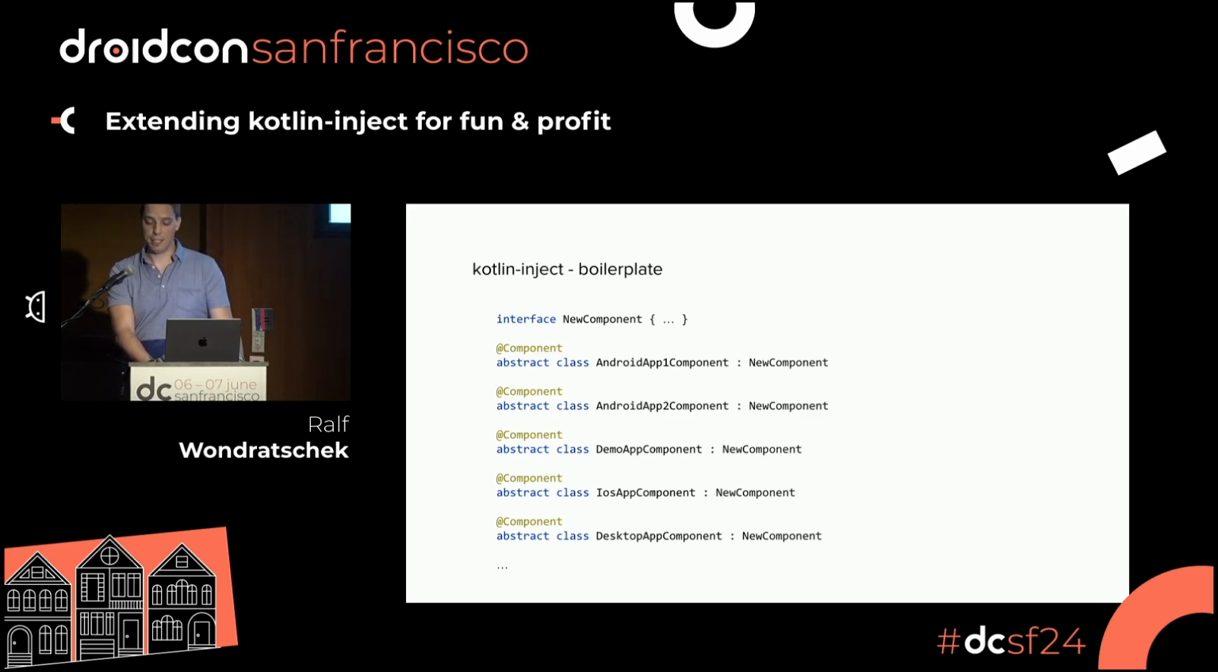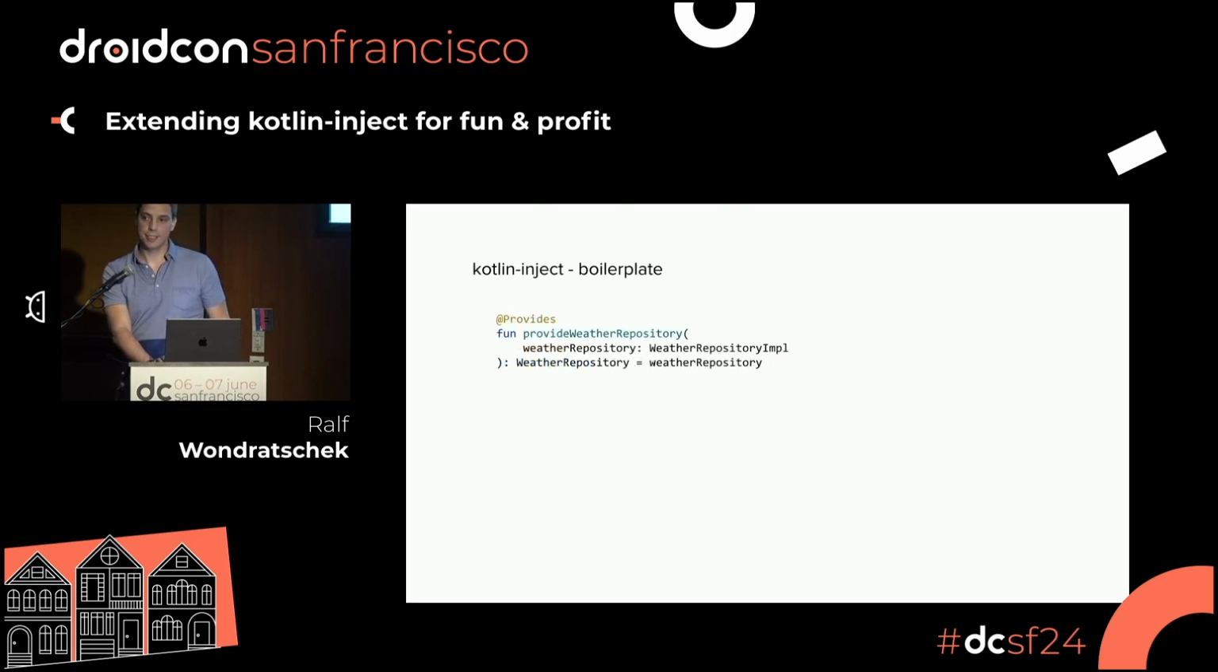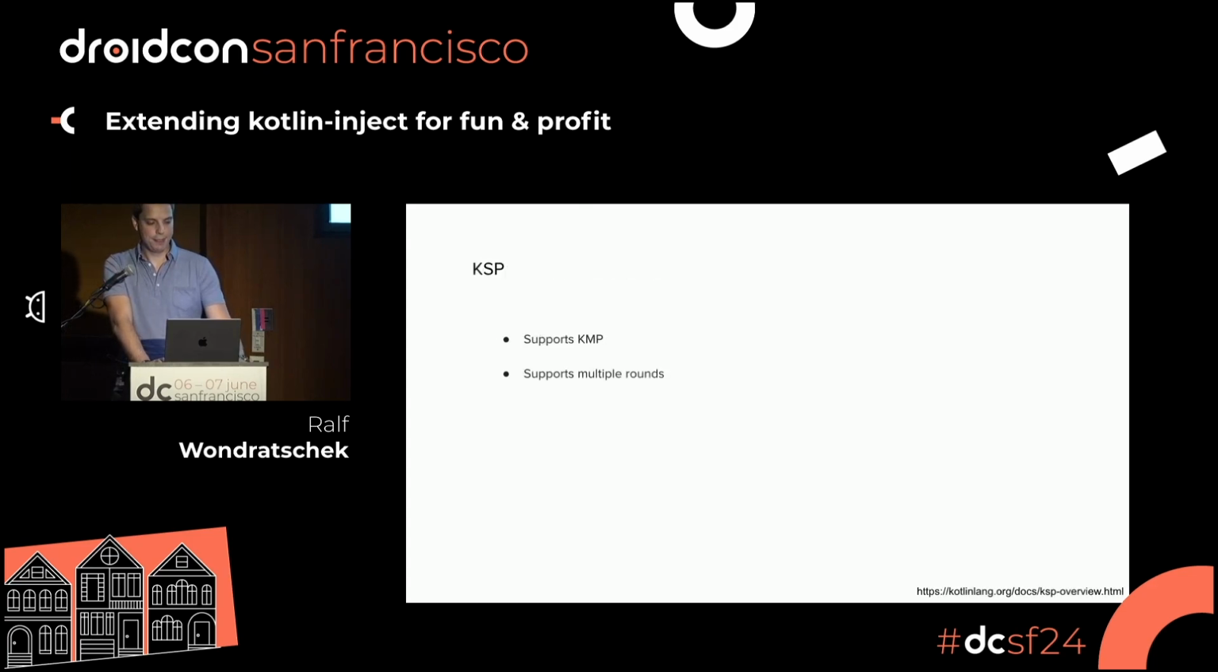And this is something that Anvil solved for us. We had to implement provider methods again, which were really just boilerplate for us. So it comes really down to that we started to miss Anvil a lot. And we wanted to fix that.